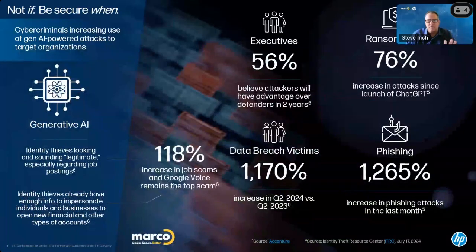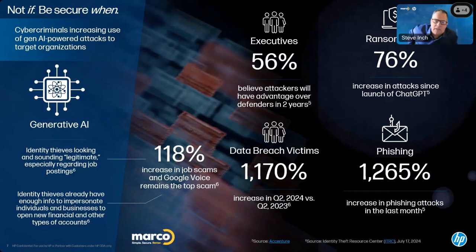So just to give you real world stats that are very current around generative AI and attacks, you'll see that 56% of executives from SMB to enterprise globally believe attackers will have advantage over defenders within 2 years. We've seen a 76% increase in attacks since the launch of ChatGPT, and mainly this is ransomware. And the first entry point tends to be phishing attacks to get credentials.